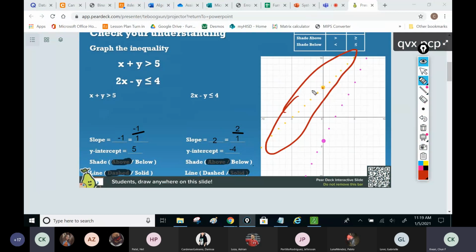Positive 5, and then the slope is -1. So which means it should be going this way. It should be going this way. So you should be looking at a line that looks something like this, all right? So check the line again.